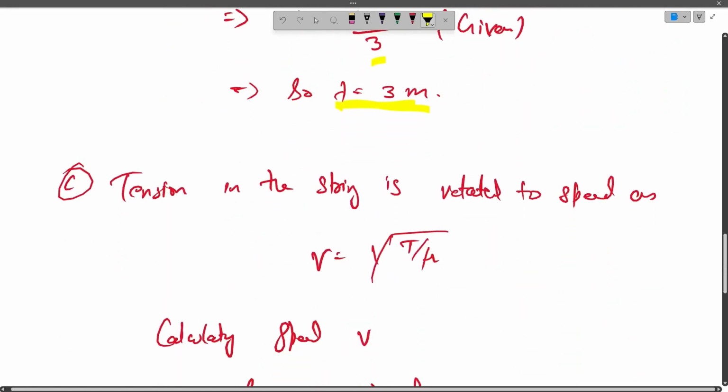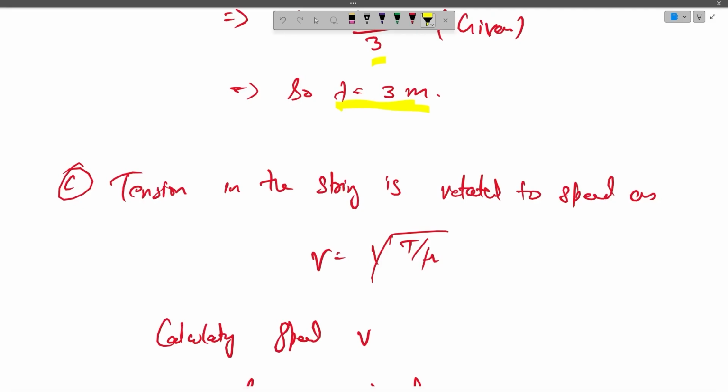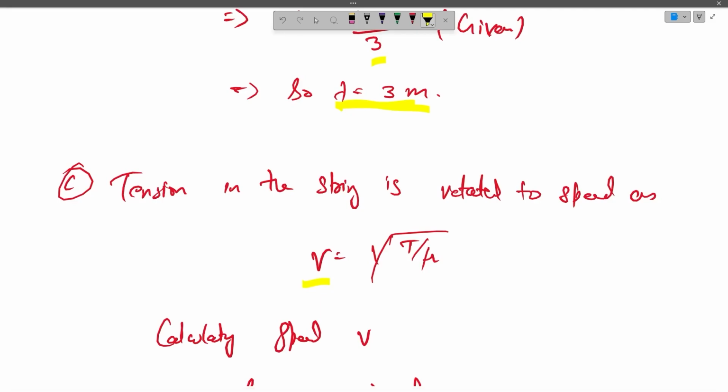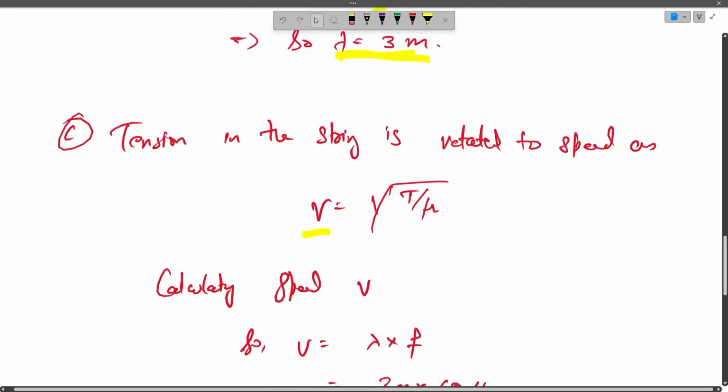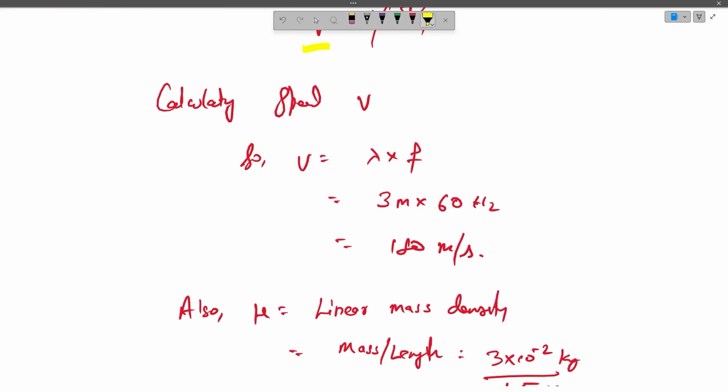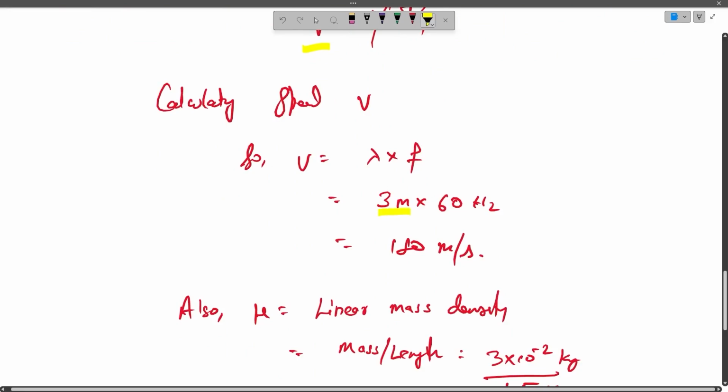In the third question, it is asking for the tension in the string. The relationship between tension and the speed of a wave in the string is given by v = √(T/μ), where μ is the linear mass density of the string. For the calculation of v, which is the unknown here, v equals λ times the frequency. Lambda is 3 meters from the above calculation and the frequency is 60 hertz. So the speed is going to be 180 meters per second.